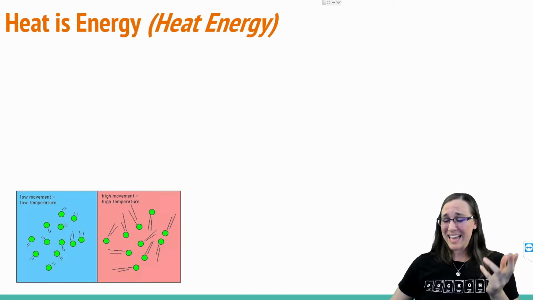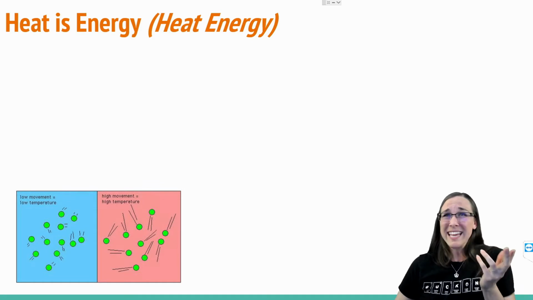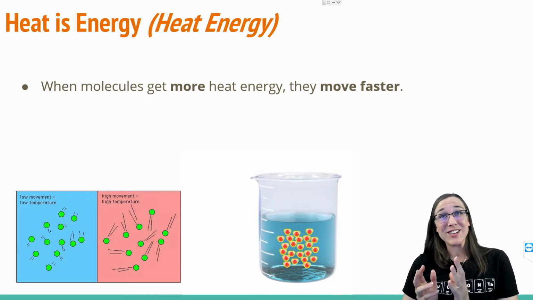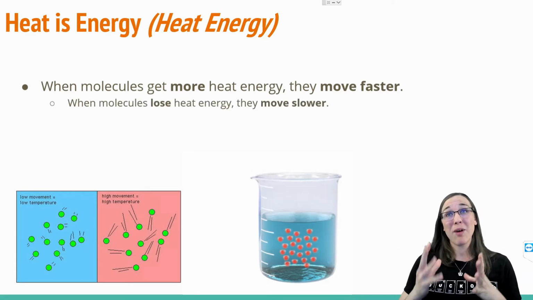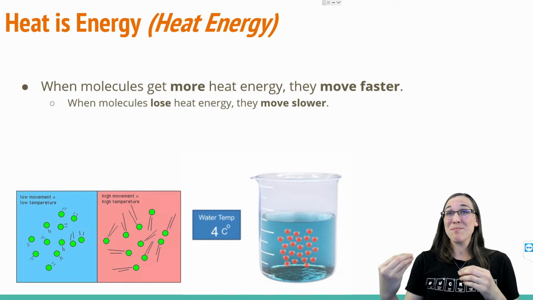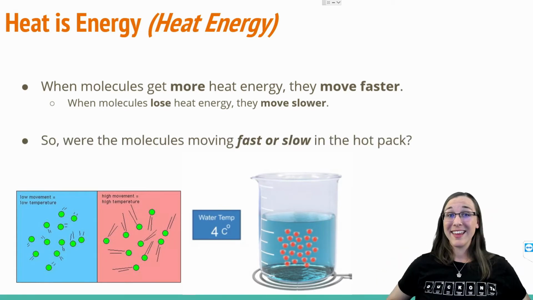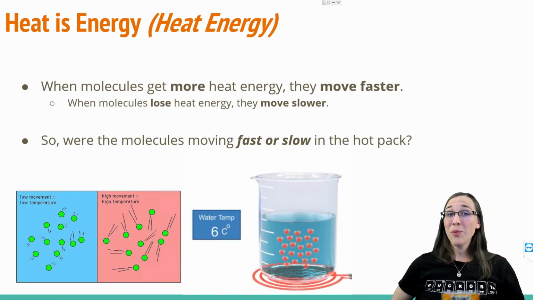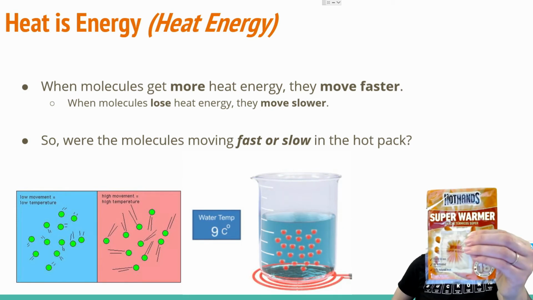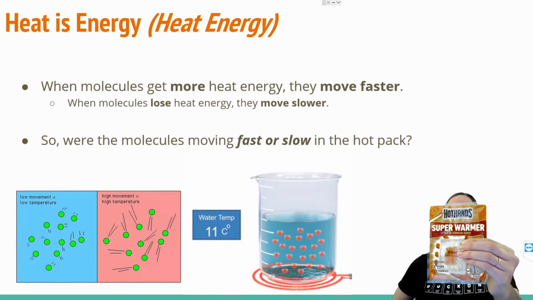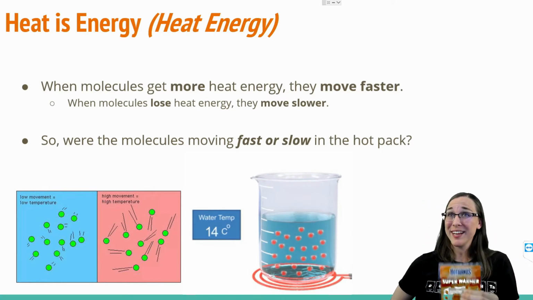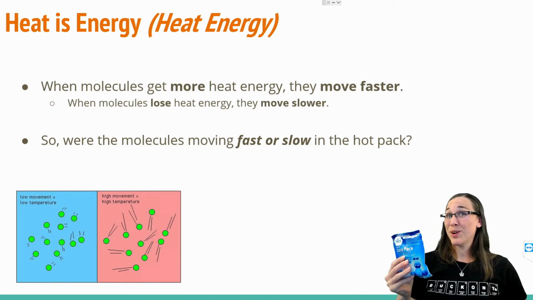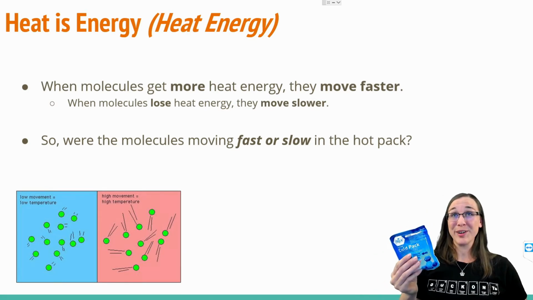So now that you can calculate for heat using joules as the unit, what is heat anyways? We know that heat is energy, we call it heat energy, but what is that? The idea here is that when molecules get more heat energy, they move faster. And when molecules lose heat energy, they move slower. In other words, were the molecules in the hot pack moving fast or slow? So hopefully you would recognize that the molecules in the hot pack are moving fast, and that's what gives that hot temperature reading. And the molecules in the cold pack are moving slow, and that's what also makes it read as a cold temperature on the thermometer.